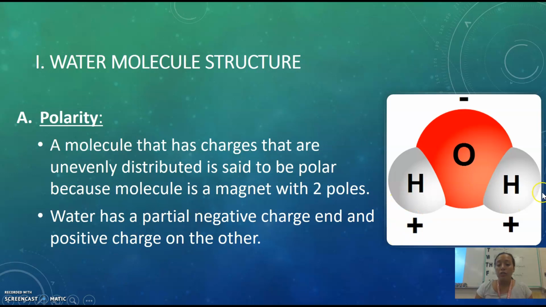So your hydrogen is positive and your oxygen is negative. And because you have a slightly positive and slightly negative charge, that makes it polar.